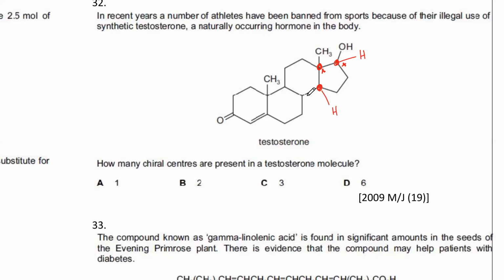Then focus on these two. Let's focus on this one. Is this chiral? How many H's would this have? One. So is this chiral? Are all 4 sides different? This side you got this. This side you get this thing. This side you get something like this. So all 4 sides are kind of different, right? Yes. And I think the same applies to this one as well, right?